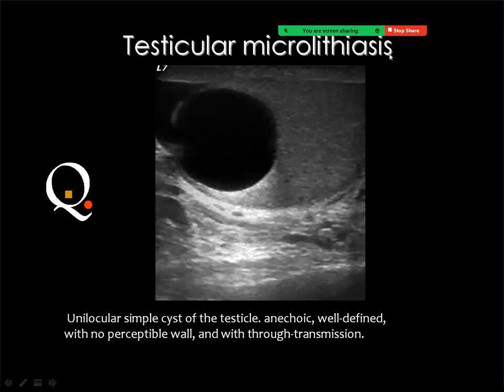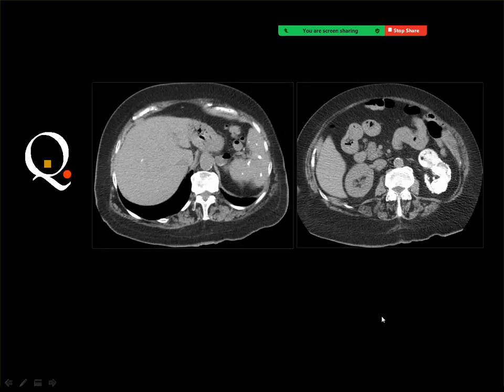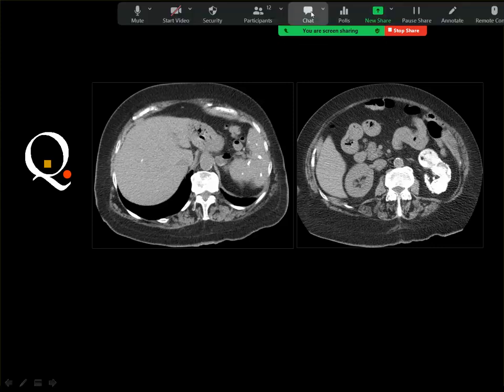So this is not testicular microlithiasis. This is simple testicular cyst. The next case is abdominal scans, and these scans are obtained without injection of contrast material.